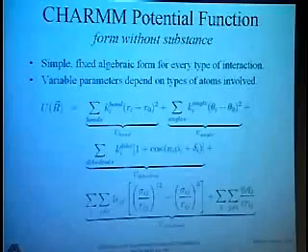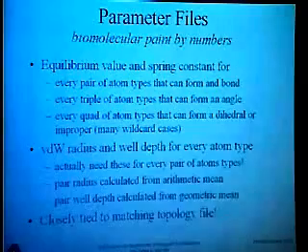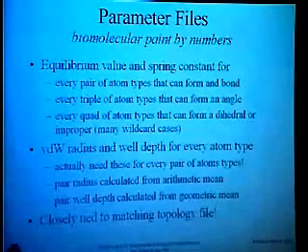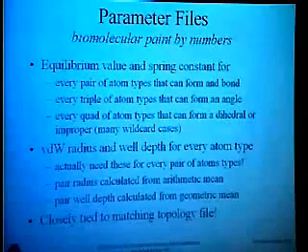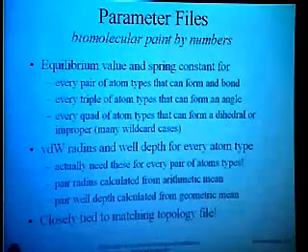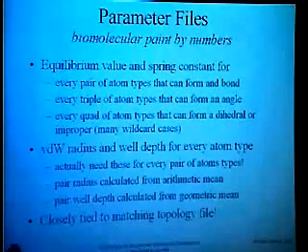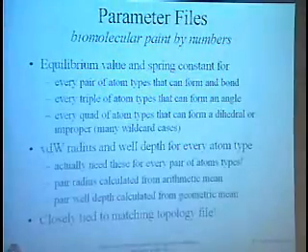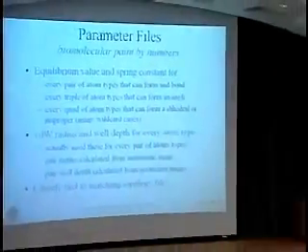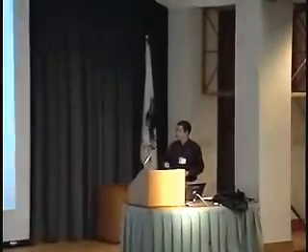But of course, we need all of these parameters, which is where the parameter files come in. Parameter file is closely tied, of course, to the form of the force field that it's providing parameters for, and to the specific topology file that was used to generate the PSF file, because, of course, the atom types in the PSF file are used to look up the particular parameters. So for every pair of atom types that can form a bond, you have equilibrium values and spring constants. The same for angles, dihedrals, and impropers.